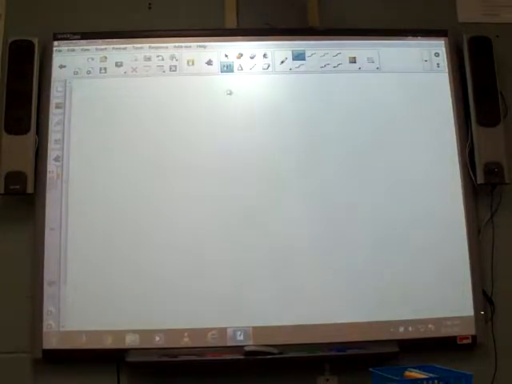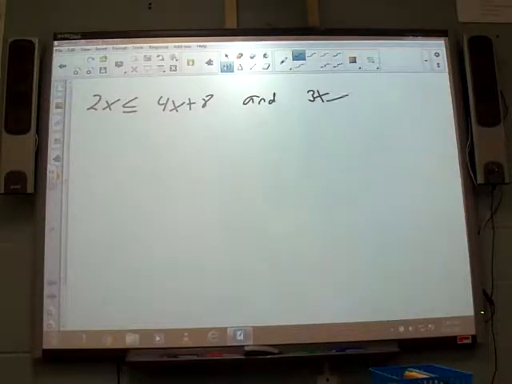Here I've got 2x is less than or equal to 4x plus 8 and 3x is greater than or equal to negative 9. Alright, so we've got an extra step on the one on the left. What could you do first to start solving the one on the left? Okay, I'm with Aaron on that. We're going to subtract 4x from both sides.